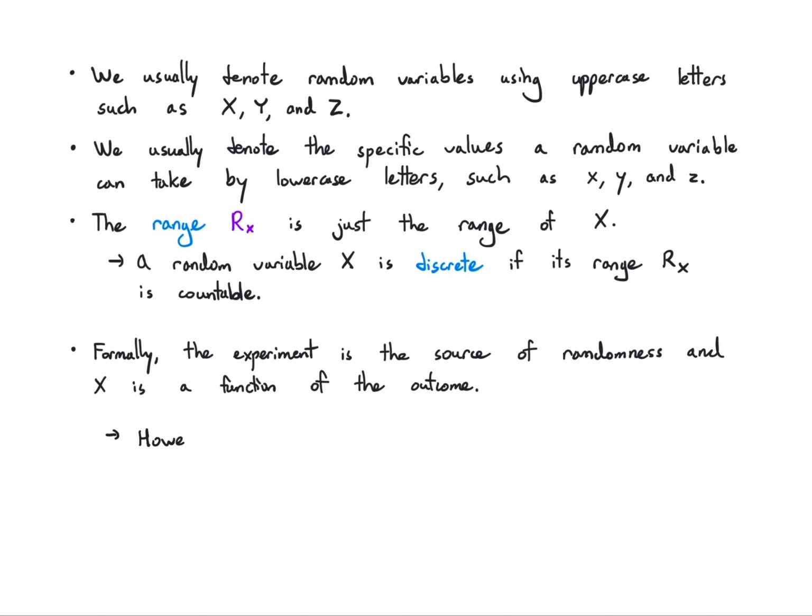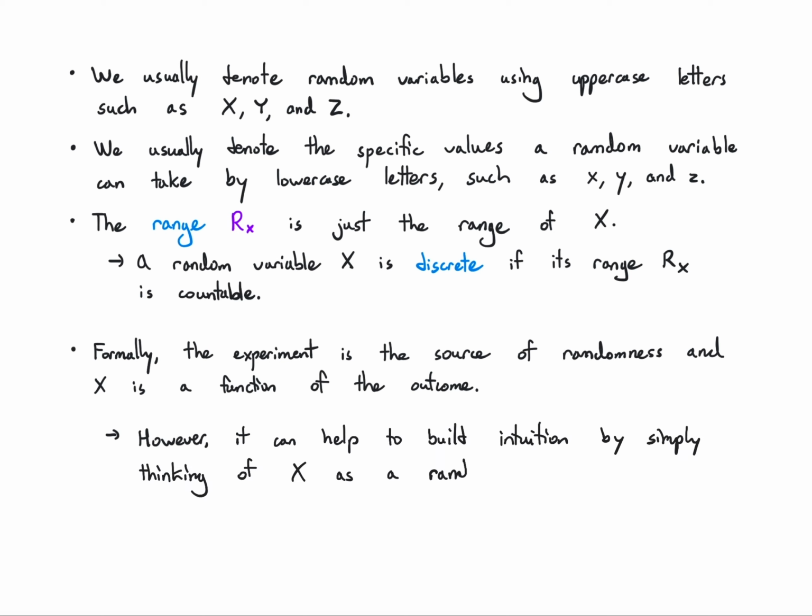However, it's very useful for our intuition to kind of forget about this and to start thinking about X as a random number on its own. So you can think about X as a random object, even though it's a function of a random experiment. It's helpful for us along the way to just think about it as a random number. That's maybe a good way to start forming some intuition.